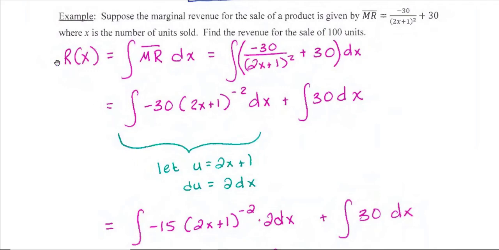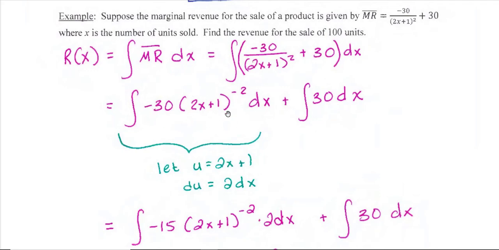As we discussed previously, the revenue function is the integral of the marginal revenue. So we're going to take the integral of negative 30 over 2x plus 1 squared plus 30 with respect to x. Using my sum and difference rule, I'll break this up into two different integrals. It's the integral of negative 30 times, I brought this up and gave it a negative exponent, 2x plus 1 to the negative 2 with respect to x, plus the integral of 30 with respect to x. Now this one's easy, that's just going to be a 30x.